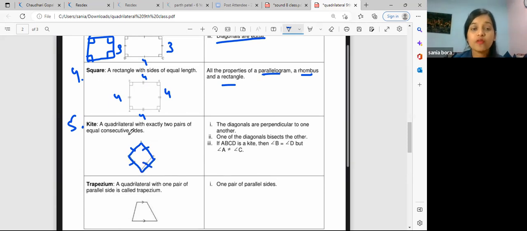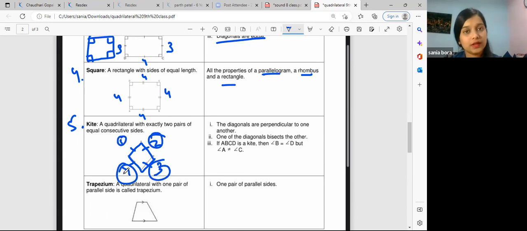Consecutive pairs are equal. Over here, what was happening? Either opposite sides were equal or all the sides were equal, right? But here they have consecutive sides. For example, this is the first side, this is the second side, this is the third side, and this is the fourth side. So first and second will be equal. Third and fourth will be equal, right?